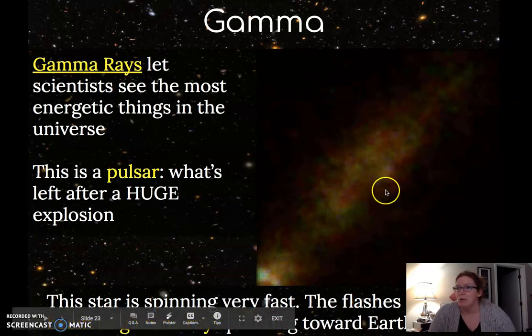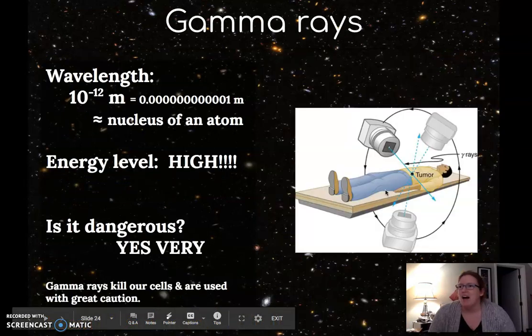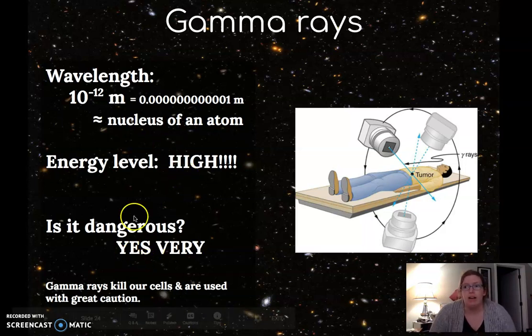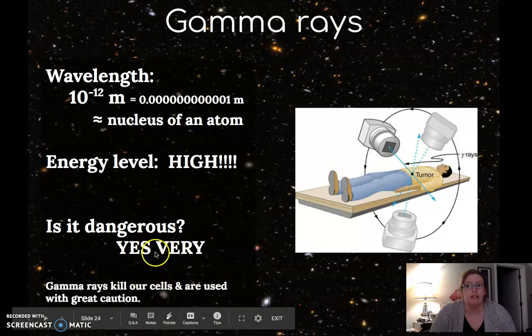Then we have gamma rays, and gamma rays are the most energetic type of light. So this is a gamma ray burst and a pulsar. Super cool. Gamma rays are the tiniest of wavelengths, 10 to the minus 12 meters and smaller. I wrote that out here: 10 to the minus 12 means this many zeros in front of a 1. It's about the same size as the nucleus of an atom. And that means they can interact with very tiny things like atoms and break them apart, which is what makes them very dangerous.